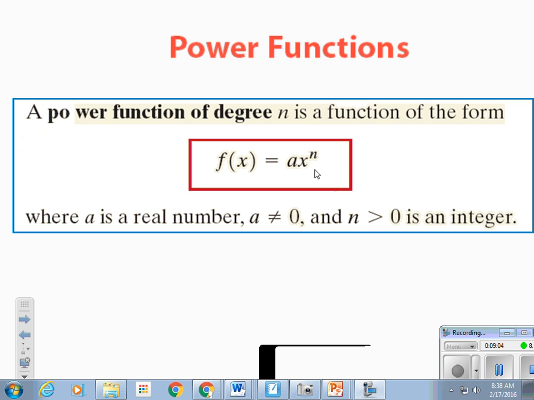So notice that there are no additional terms. It's just the one power term. That's why it's called a power function. No other bits and pieces to it, just the one term.